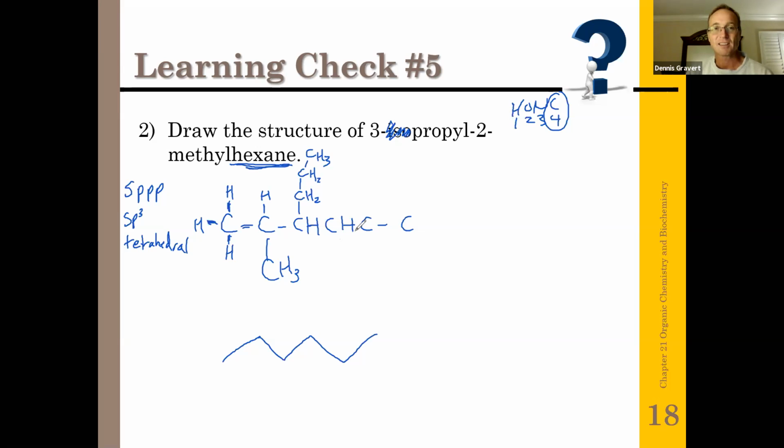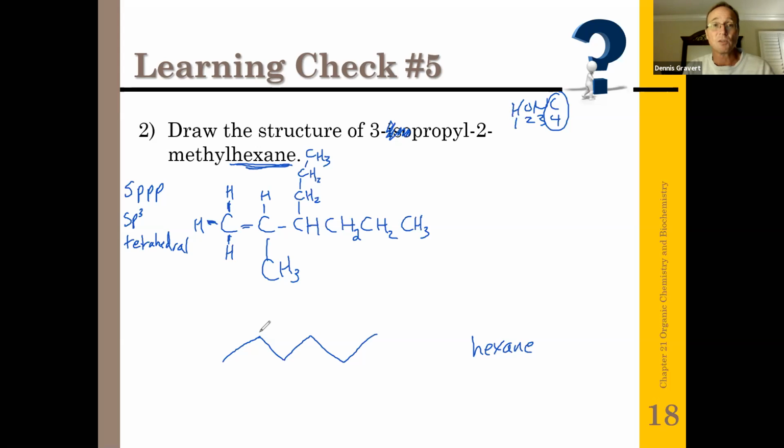That doesn't look right. I think this needs 2, this one needs 2, and this one needs 3. So full structural, condensed, I will allow you to mix and match, but the bottom line is if you're drawing C's, you must draw H's. If you go skeletal, then you can leave out the C's and H's, but only if it's skeletal. Wait, this isn't the right molecule, this is hexane.